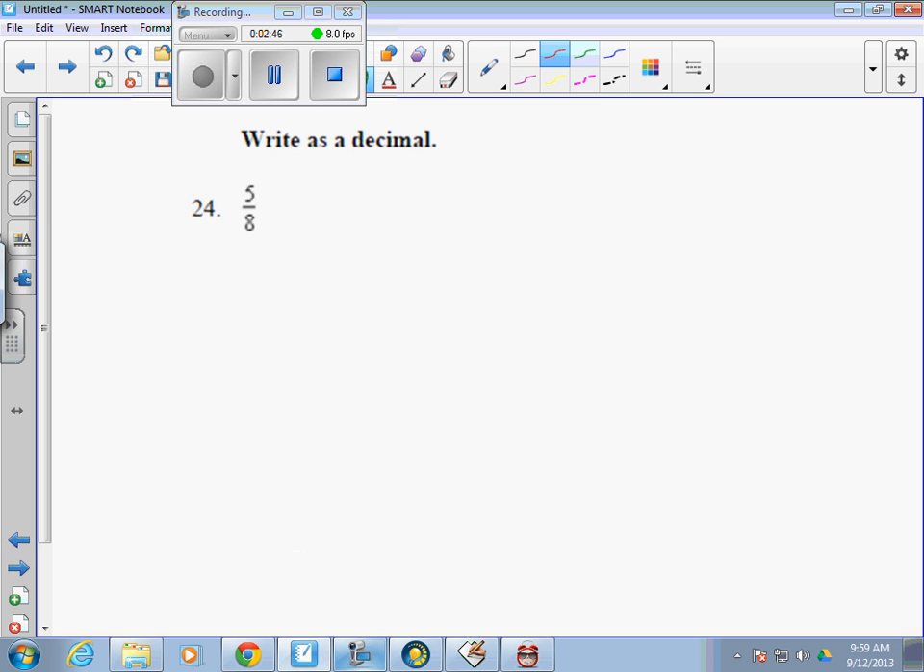Write as a decimal, that says 5 over 8, or 5 divided by 8. We know that 8 doesn't go into 5, but it can go into 50. 8 times 6 is 48. So minus 48. Long division for you, everybody.